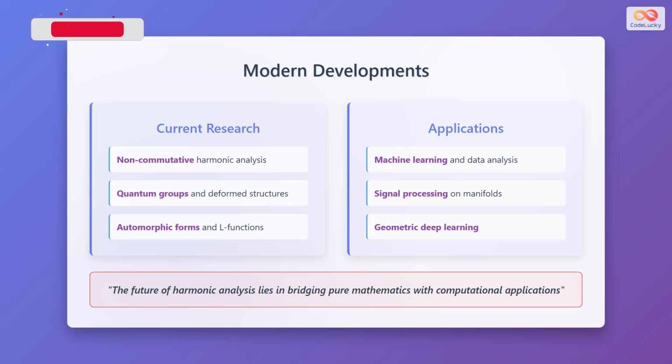Let us discuss some modern developments in harmonic analysis. Current research is focused on non-commutative harmonic analysis, quantum groups and deformed structures, and automorphic forms and L functions. It has numerous applications. These include machine learning and data analysis, signal processing on manifolds, and geometric deep learning. The future of harmonic analysis lies in bridging pure mathematics with computational applications.